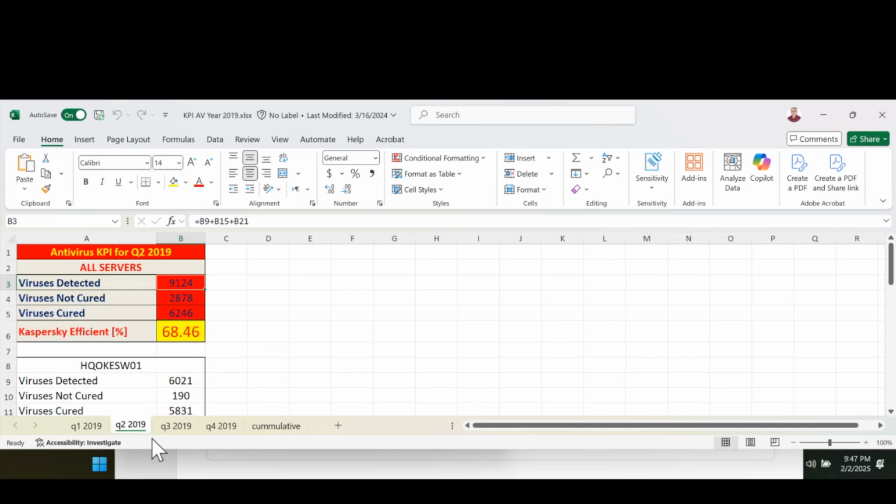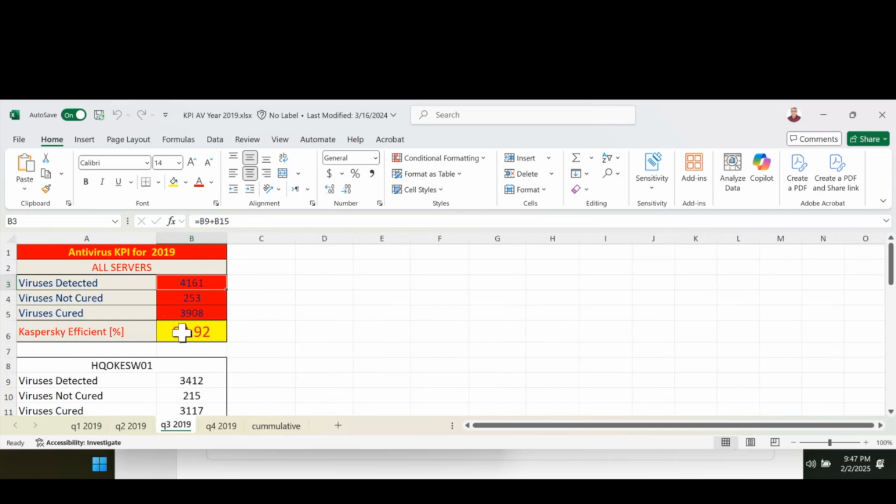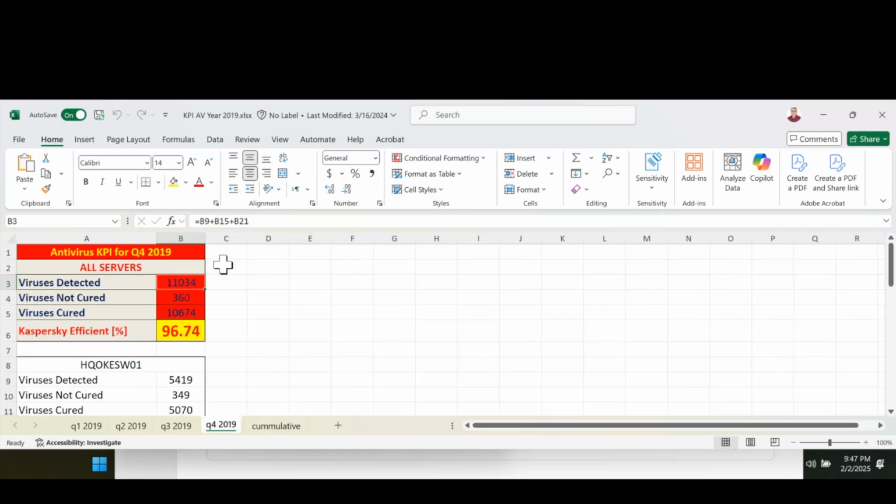Okay, so it's fine. It means that we installed the new version, so it should be working fine. So we measured in quarter 3. It reached 93%. Okay, by the way, the target was 90%. So we achieved the target, we are fine. And in quarter 4, we measured how many viruses were detected compared to how many viruses were deleted, and the percentage was 96%.